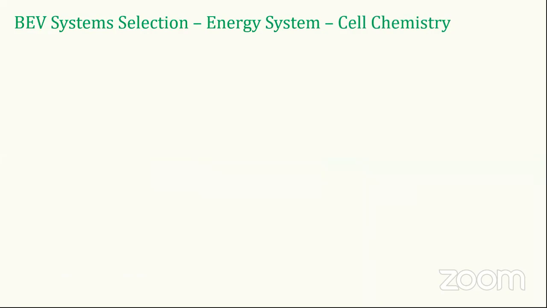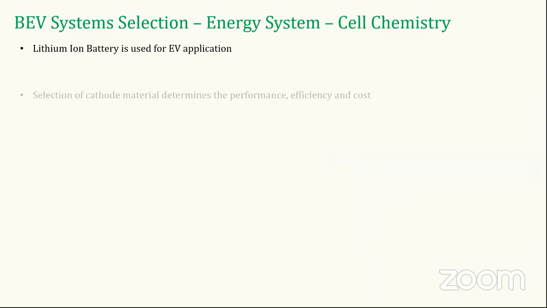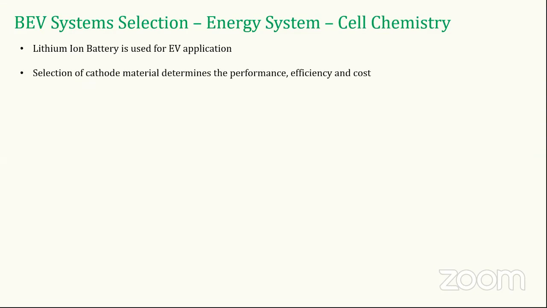Okay, now we will see the cell chemistry. Lithium-ion battery is used for the EV application in spite of its high cost. That is mainly due to its high energy density, good performance at high temperature, recyclable capabilities, low memory effect, and high specific energy and high specific power with a long battery life. However, the selection of cathode material of lithium-ion determines the performance, efficiency and the cost.